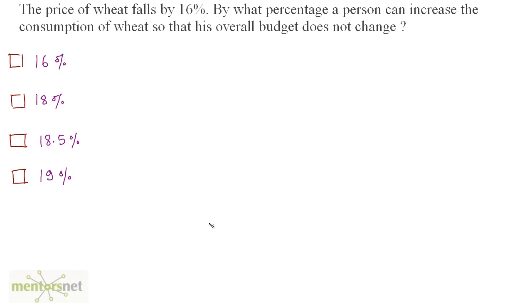The price of wheat falls by 16%. By what percentage can a person increase the consumption of wheat so that his overall budget does not change? This is also a similar question. Again, we can take a table here. Let us consider that the price of wheat was previously 100 and consider the consumption as 10 kgs. Now the price is per kg and the consumption is 10 kg, so the budget will be price into consumption, which is 1000 rupees, let's say.